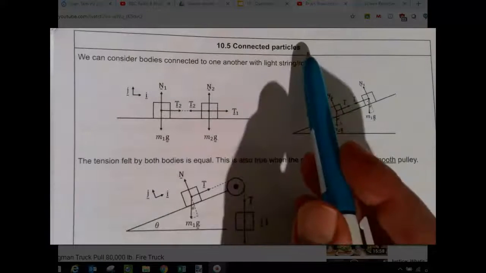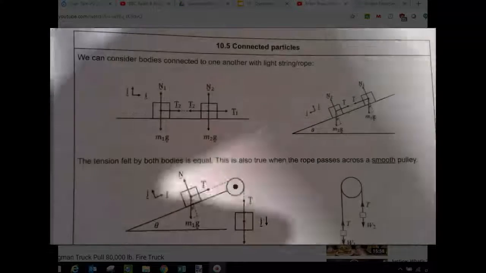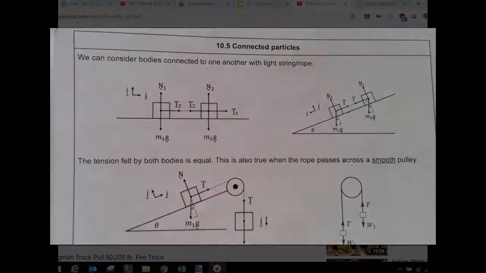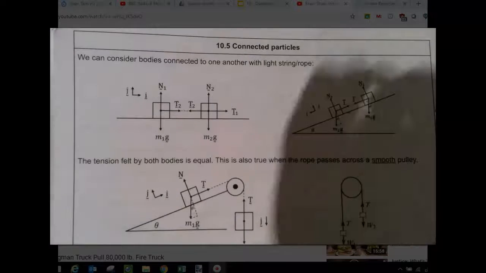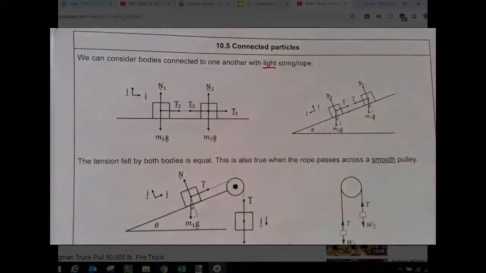The title of the topic is Connected Particles, and what we're looking at here is when we have two things connected by a rope or a string. And as mentioned at the beginning of the unit, when we do this, we're going to consider the strings or the ropes to be light, meaning they don't have any of their own mass, and in general we'll consider them to be inextensible, meaning they're fixed length, they don't stretch.